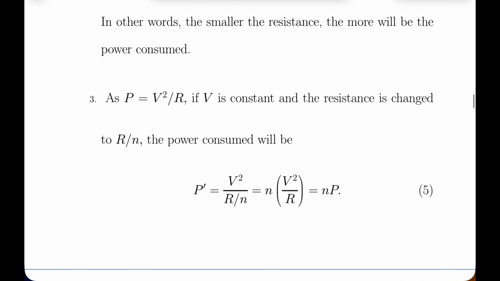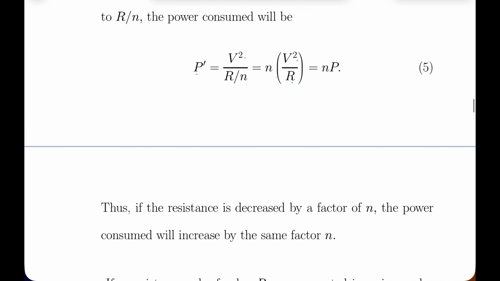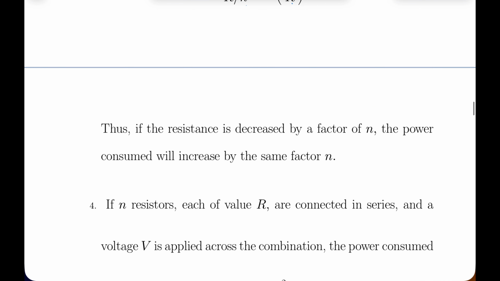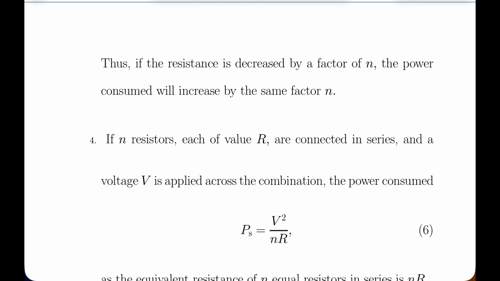Third, as P equal to V square by R, if V is constant and the resistance is changed to R by N, then the power consumed will be P dash equal to V square by R upon N. So this is N times V square by R. And since V square by R is P, this is N times P. Thus, if the resistance is decreased by a factor of N, the power consumed will increase by the same factor N.